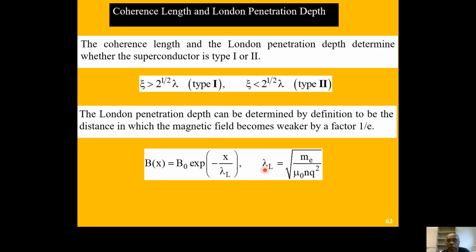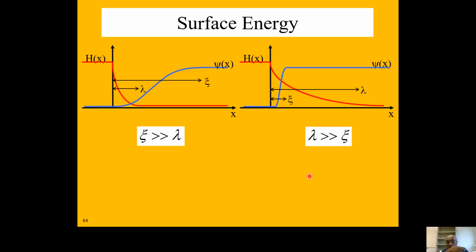Also, lambda is given by this one. Remember, superconducting current density. Okay, so now we have these two situations here. So I draw one for the situation where the coherence length is much larger than lambda.